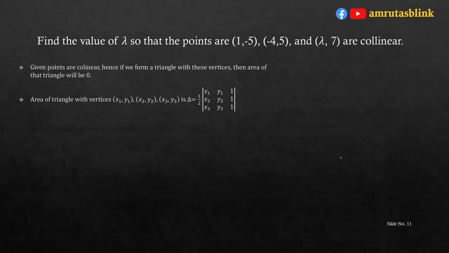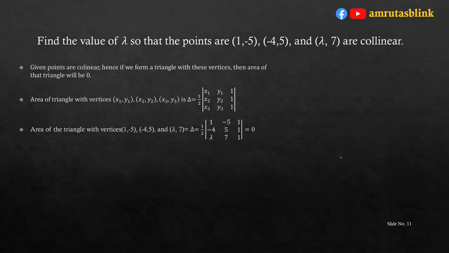Hence, we know that we can calculate the area of a triangle with vertices x1, y1, x2, y2 and x3, y3 as delta, where delta is equal to 1 by 2 into determinant x1, y1, 1, x2, y2, 1 and x3, y3, 1. Now here the coordinates of the vertices are given, that is 1 minus 5, minus 4 5 and lambda 7. So, we can say that 1 by 2 into determinant 1 minus 5 1, minus 4 5 1, lambda 7 1 is equal to 0.